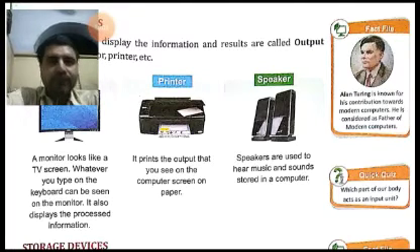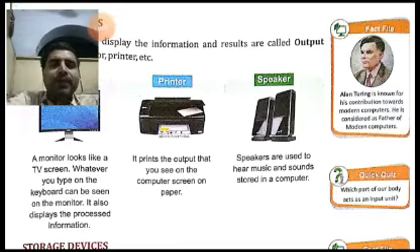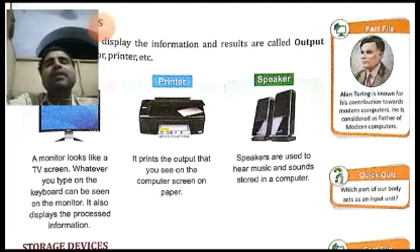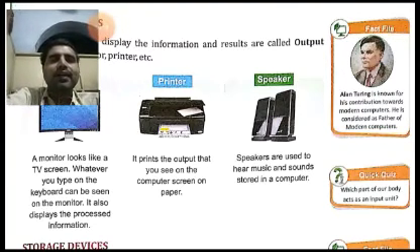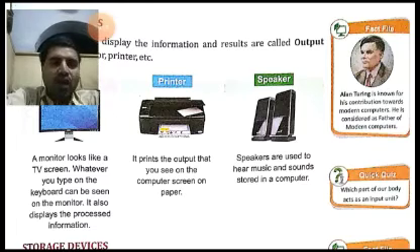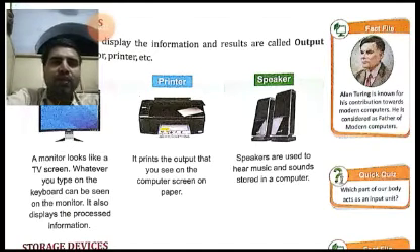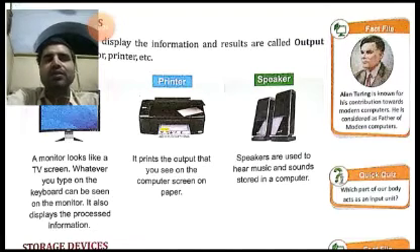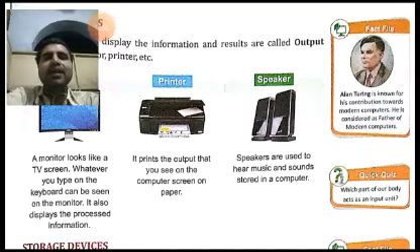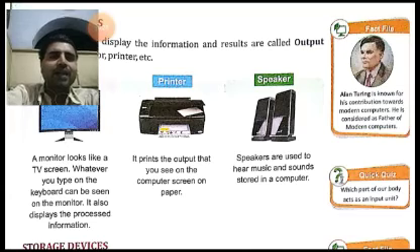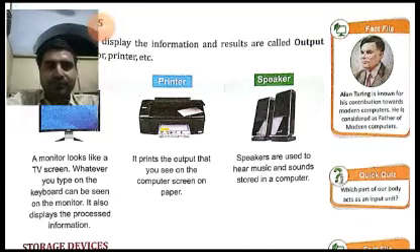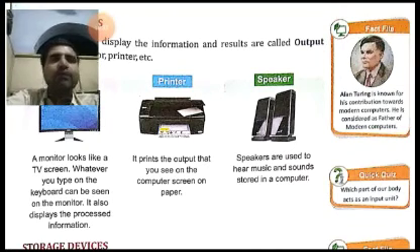Now we come on to the printer. What is a printer? It prints the output that we see on the computer screen on paper. A printer is used for obtaining the hard copy of the output which we are seeing on the computer screen. Whatever document we are viewing on the screen, we can very simply create a hard copy of that document by using the printer. It prints the output on a piece of paper.